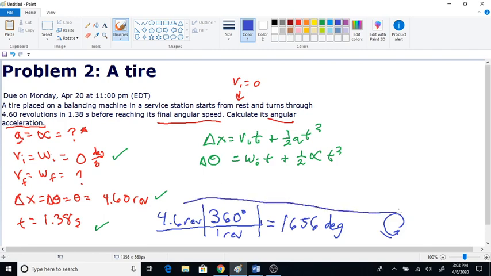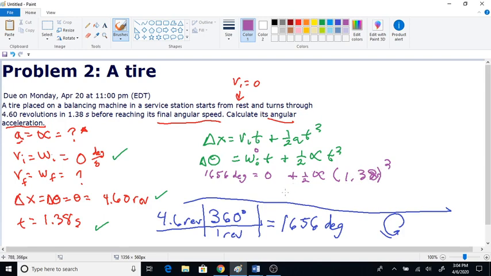We'll section this off, and we'll plug in and solve. Delta theta is 1656 degrees. I'll leave the units on this one. Initial velocity is 0, so we can just call that 0. You don't need to put the t in there because 0 times anything is 0. So then we have 1/2 alpha, which we're solving for, and our time is 1.38 seconds, and it's squared. Please don't forget the squared because it's in the formula. So we're dividing this by 0.5 and then by 1.38 seconds squared.